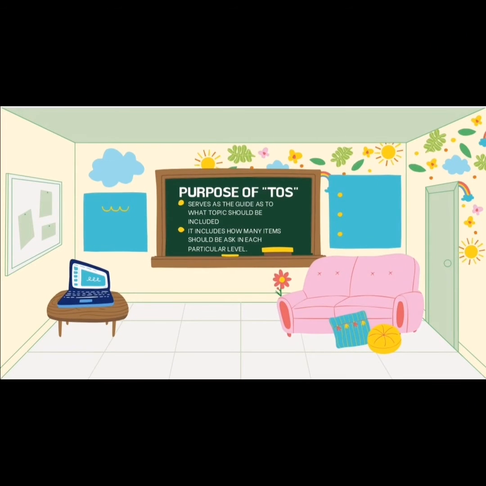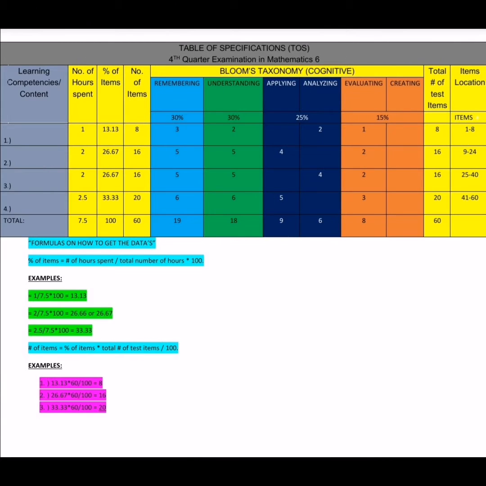Purpose of TOS. The purpose of TOS is to serve as the guide as to what topics should be included. It includes how many items should be asked in each particular level. So here we go, take a look at my example of a table of specification or TOS. This example is intended for the fourth quarter examination in Mathematics 6.